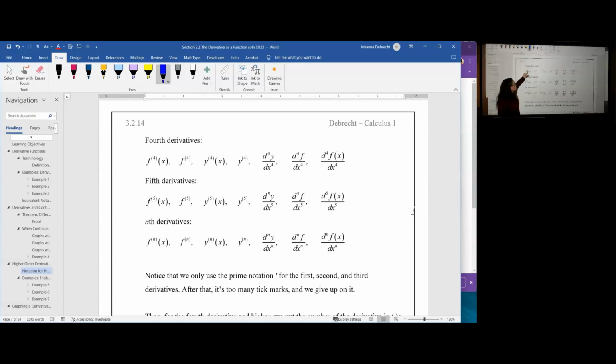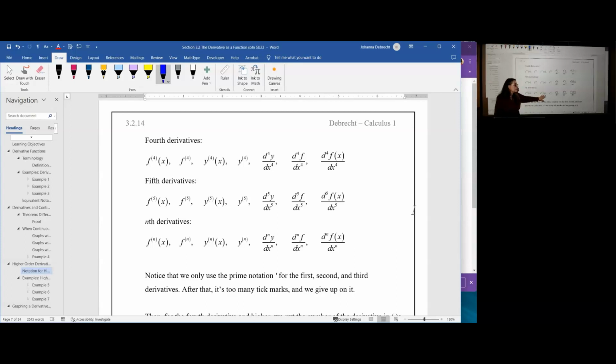This reads the 4th derivative of f with respect to x, the 4th derivative of y with respect to x, and so on. Notice that when we switch to Leibniz's notation, we do not have to put the 4 in parentheses. The 4 in parentheses is not optional if you're not using Leibniz's notation. It's required. The 5th derivative, 6th derivative, and so on is given in the same way.